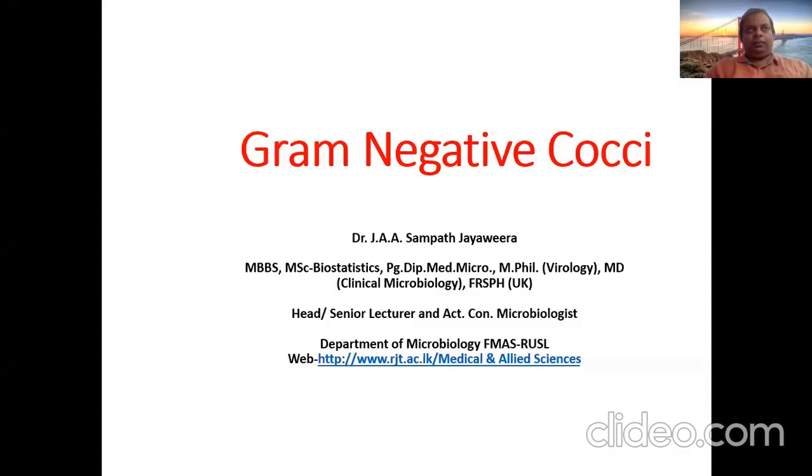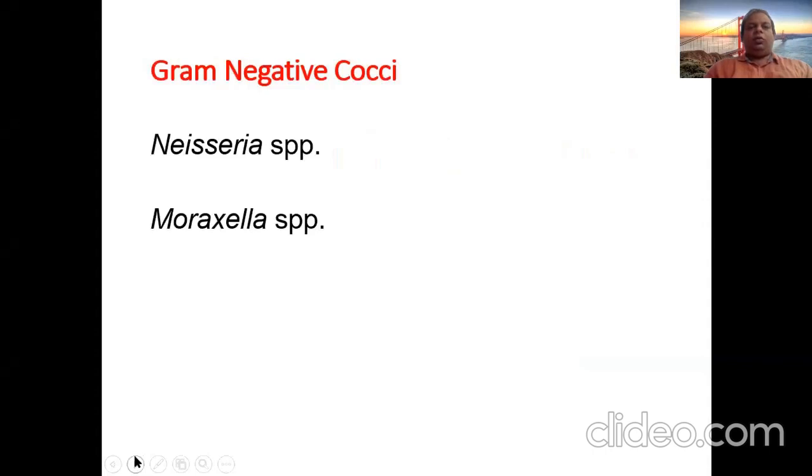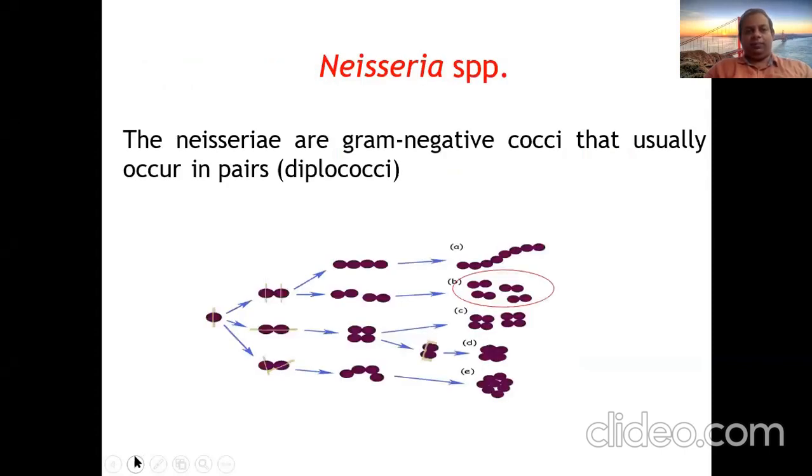Gram-negative cocci. Up to now, we know about Streptococcus and Staphylococcus, including Enterococcus. They are gram-positive cocci. Here they are gram-negative cocci. So mainly there are two types of organisms: Neisseria species and Moraxella species. There are others, but here we are mainly concerned with Neisseria and Moraxella.